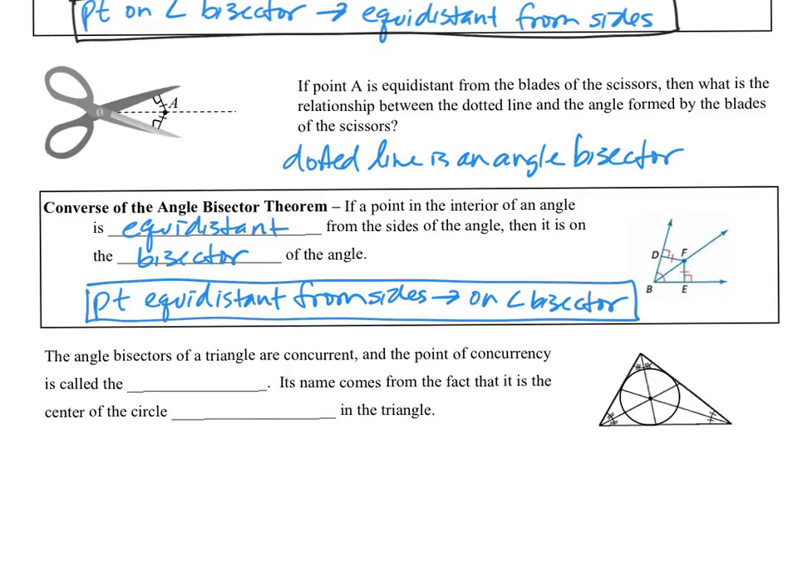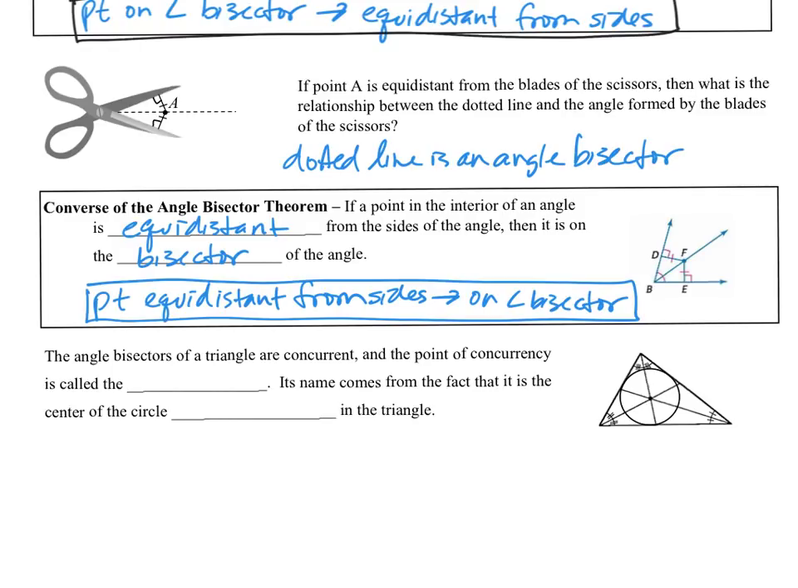Okay, so you might recall that we were just a few minutes ago talking about the three perpendicular bisectors of a triangle, and we talked about how those three perpendicular bisectors had a point of concurrency called the circumcenter. Well, the same thing is going to be true for the angle bisectors of a triangle. The angle bisectors of a triangle are going to be concurrent, and that point of concurrency has a name. It is called the incenter.